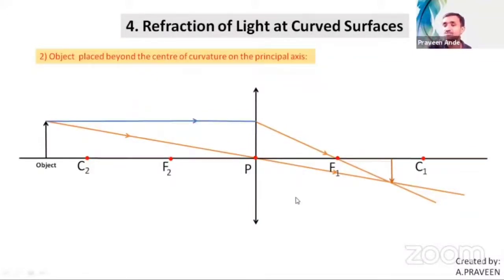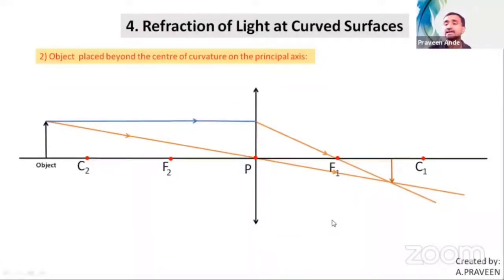Where do you obtain the image position? Anybody? The object is beyond the center of curvature. The image is between F1 and C1, between the center of curvature and the focus. Okay, then next, let me ask you, is it a real image or a virtual image? This is a real image. So you have to keep the screen at the converging point of these refracted light rays.